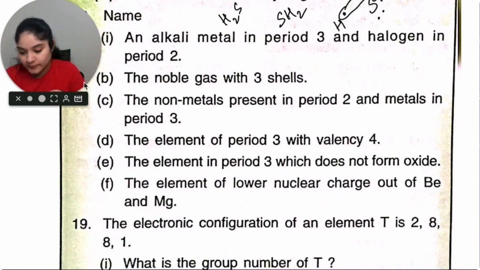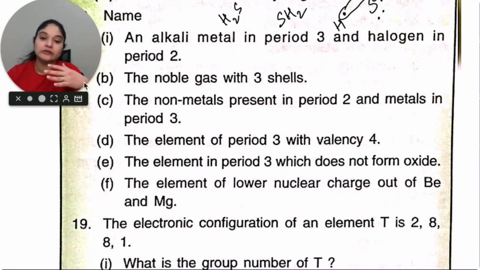Then the next would be the element in period 3 which does not form an oxide. Of course, inert gas will not form an oxide. So in period 3, what is the inert gas that you have? That's argon. The next one is the element of lower nuclear charge out of beryllium and magnesium. The answer will be magnesium, because magnesium has lower nuclear charge.